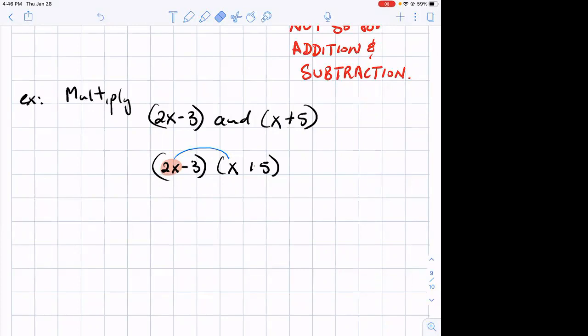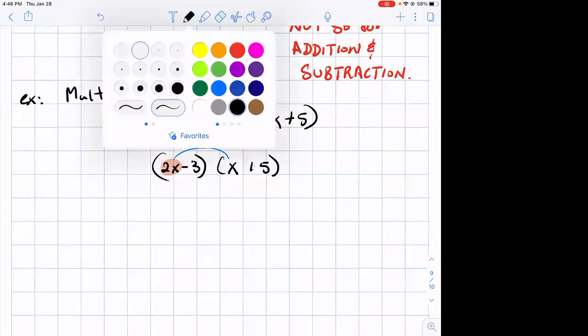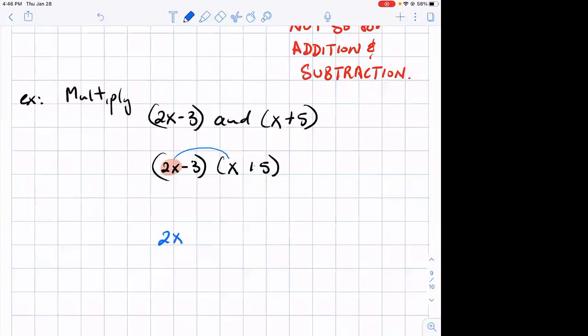So 2x times x becomes 2x squared. And this is where the word, what I'm doing is foiling this, right? Meaning the first term in each polynomial. The first. And then we continue again. Take the first term and distribute to the second term, okay? And that's where we have the O.